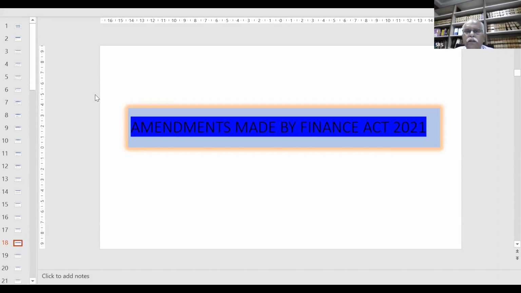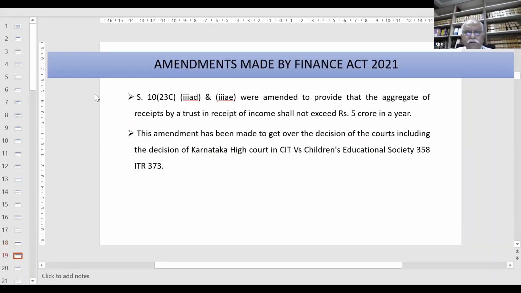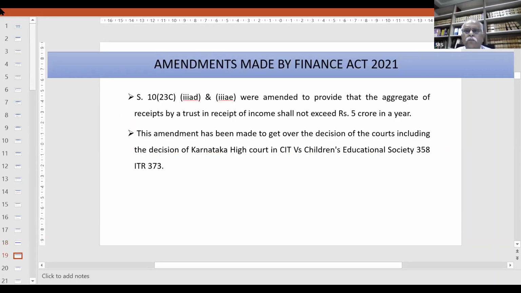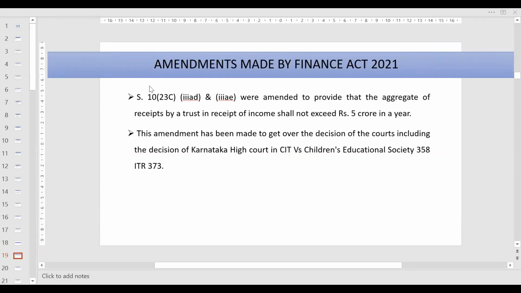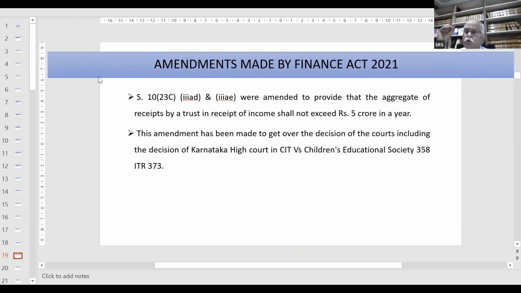Yeah. Now let's go to the amendments made by the Finance Act 2021. Can you have the next slide, please? Section 10(23C)(iiiAD) and (iiiAE), which refers to those educational institutions and hospitals where the annual receipts are less than 1 crore, there is no need to get the approval of the prescribed authority, at that time, today the commissioner.